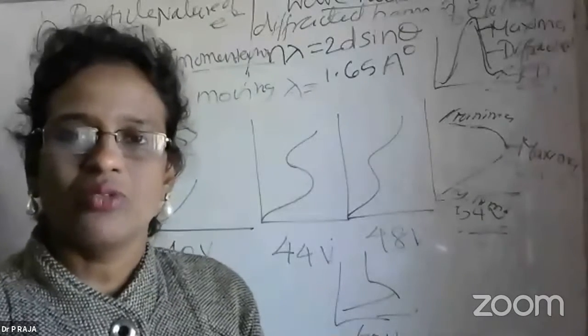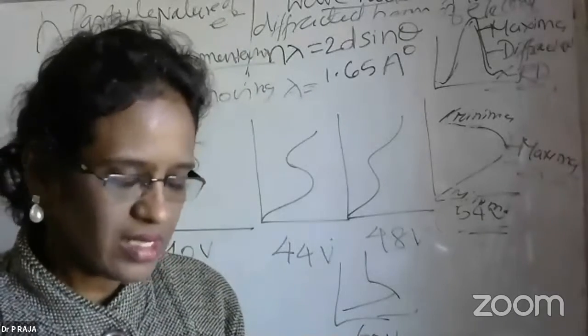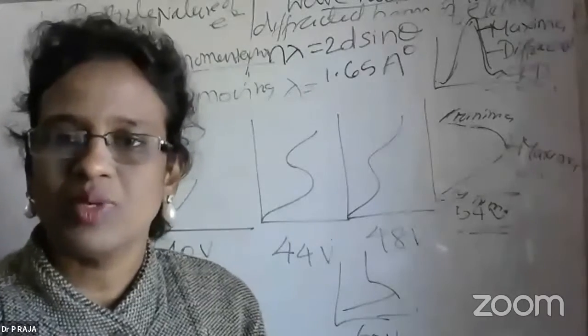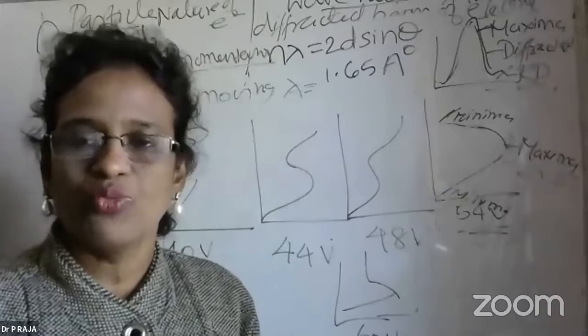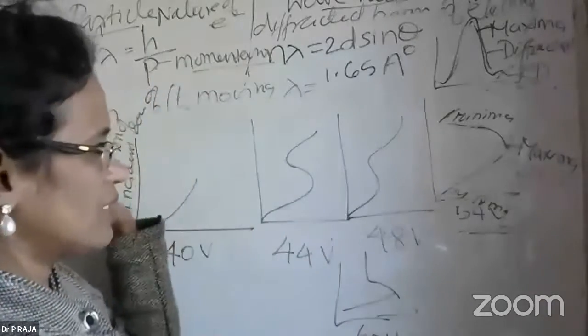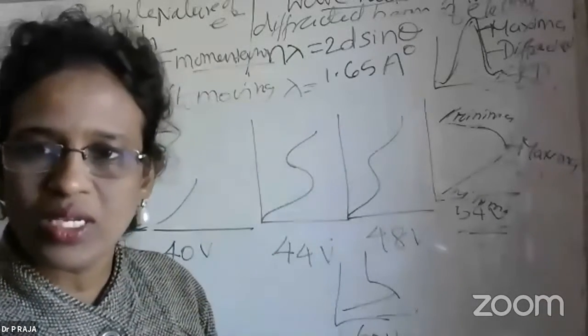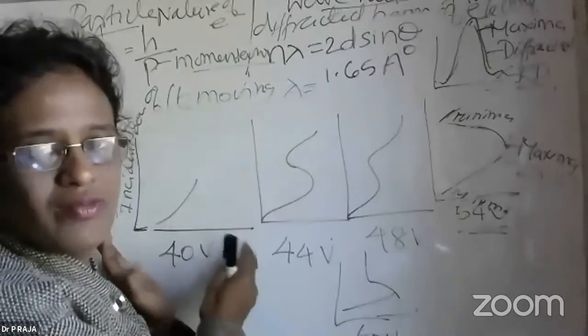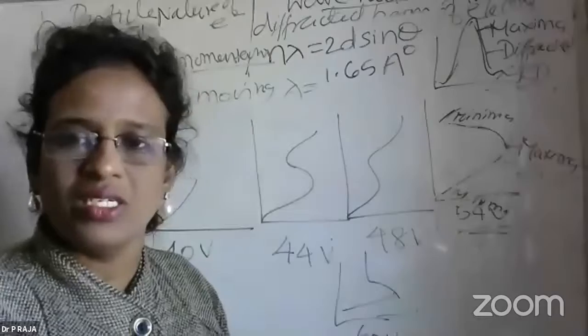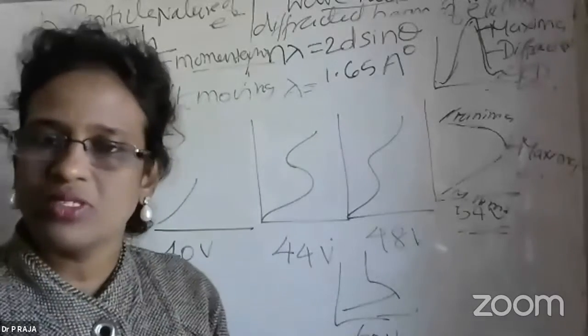So I would like to conclude this class by saying that the Davisson and Germer experiment was an important experiment. They proved that the electrons are also moving like a particle with a particular momentum, a particular mass and a particular velocity. And they proved the lambda value was 1.66.